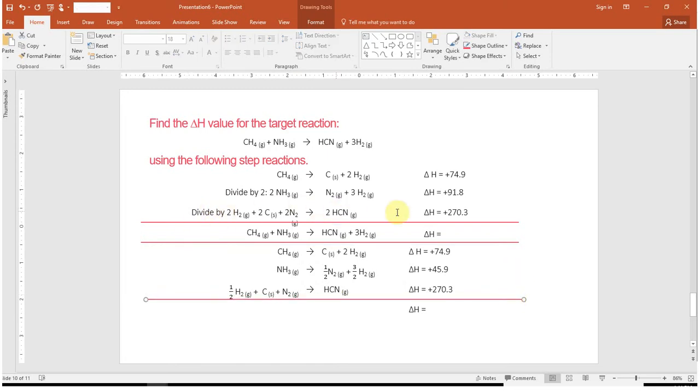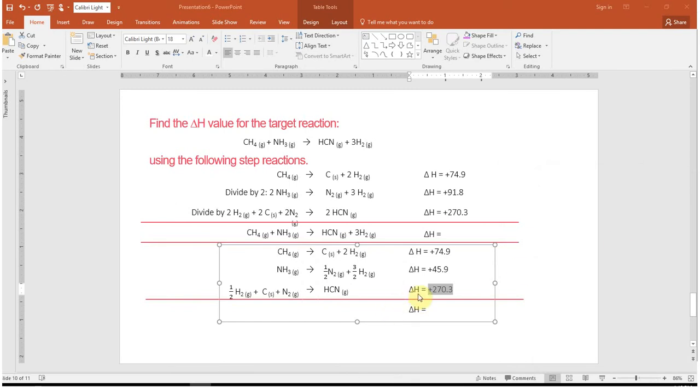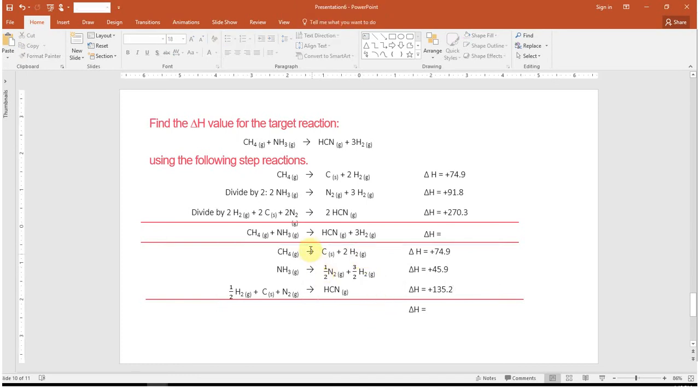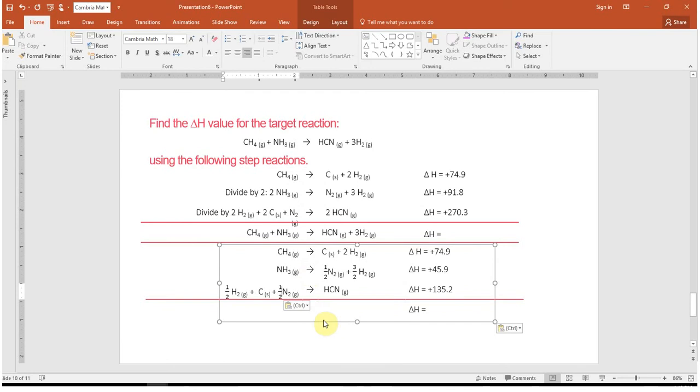Because we had to divide the reaction by 2, we have to divide this number by 2. So we have 270.3 divided by 2, which gives us 135, we'll say 0.2 because we need to round for sig figs. Now at this point, we need to check that all of the extra stuff has really started to work out here. Actually, guys, this is a 1 up here, so this should be 1/2 down here. Small mistake there. Okay, so let's make sure that all of our coefficients are going to cancel.